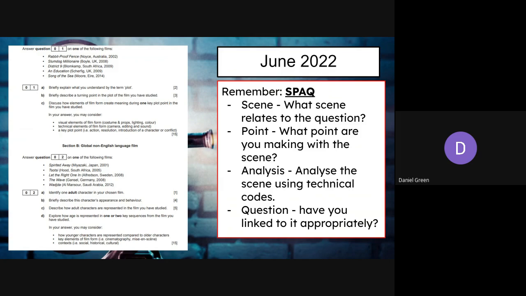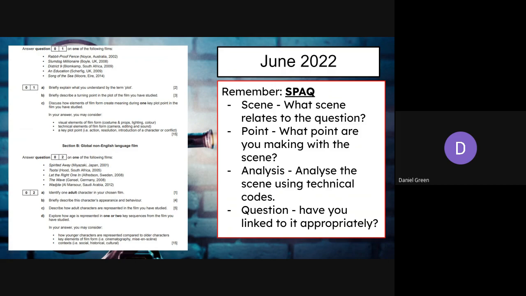So pick your strongest scene and talk about it to death. In this kind of thing, where they give you everything, so where they talk about mise-en-scene, cinematography, and key plot points, I would almost do a paragraph on each if I could, but making sure that I explore it in depth as much as possible. Okay, Spirited Away. 1 adult character in your chosen film. Interesting.